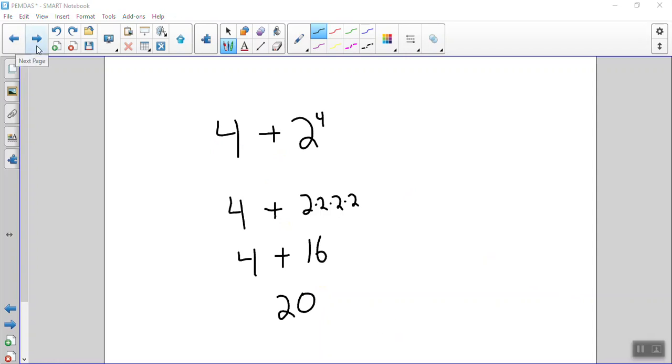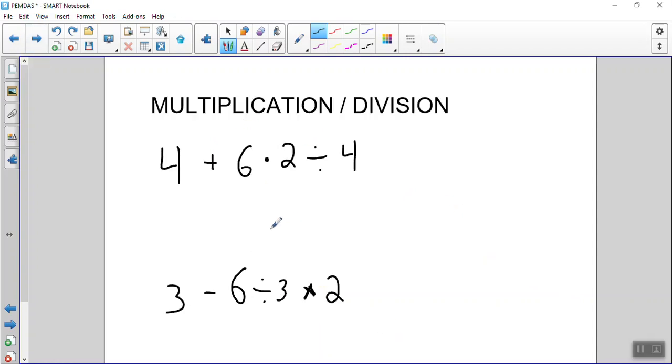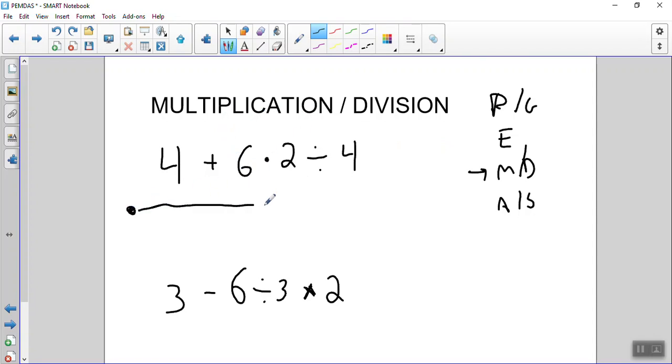Alright, that's the exponents, and now we're at multiplication and division. Right, it's PEM or GEMDAS. And now we're here at multiplication and division. And with multiplication and division, you do it at the same time, except you start over here and you go over here. You start on the left and you go to the right.